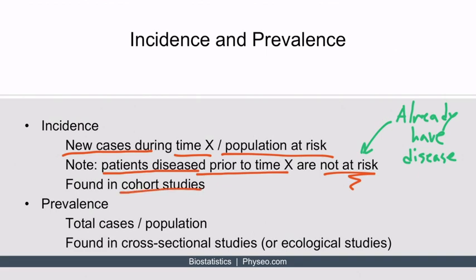Prevalence is found by taking the total number of cases and dividing that by the population. Notice that we are not looking for a time frame in prevalence like we were in incidence. And prevalence can be found in cross-sectional studies or ecological studies.